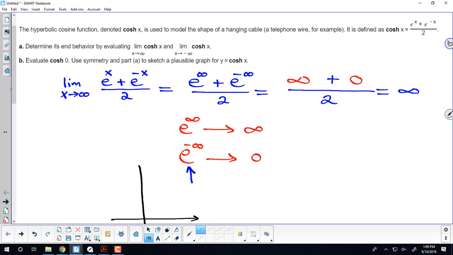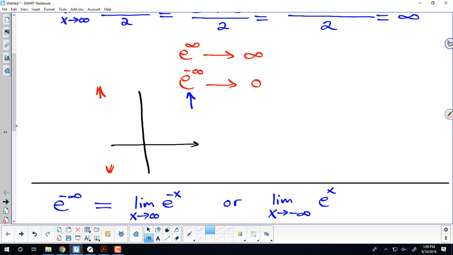So part B says evaluate cosh of 0. Again, we're just going to default here to the definition, plug in 0 for x, and see what we get. And then it says use symmetry and the end behavior found in part A to sketch a possible graph. So once we know the limit at negative infinity, we're going to get this end behavior over here, whatever it's doing, over here, over here. We're going to evaluate it at 0 to see where the point's at.